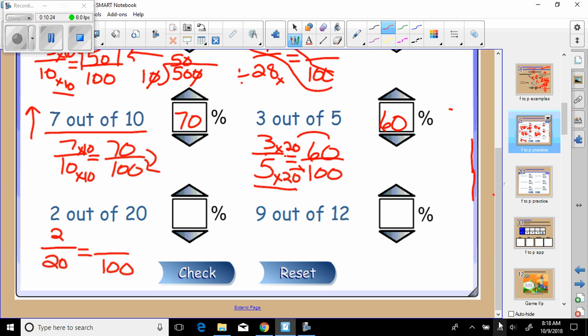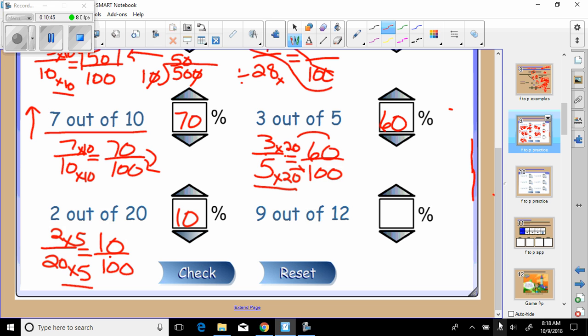Okay, so if 5 times 20 is 100, then we know that 20 times 5 is 100. So if we multiply 5 to the denominator, we also have to multiply 5 to the numerator, and 2 times 5 is 10. So if you got 2 out of 20 right on a test, you would get a 10%.